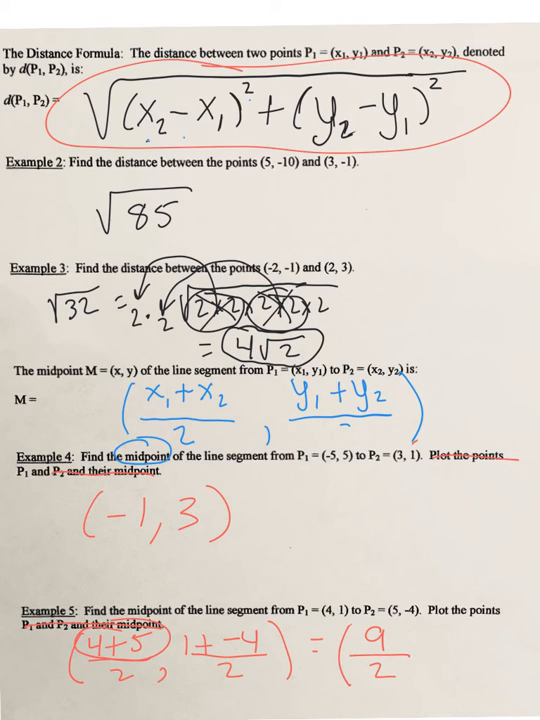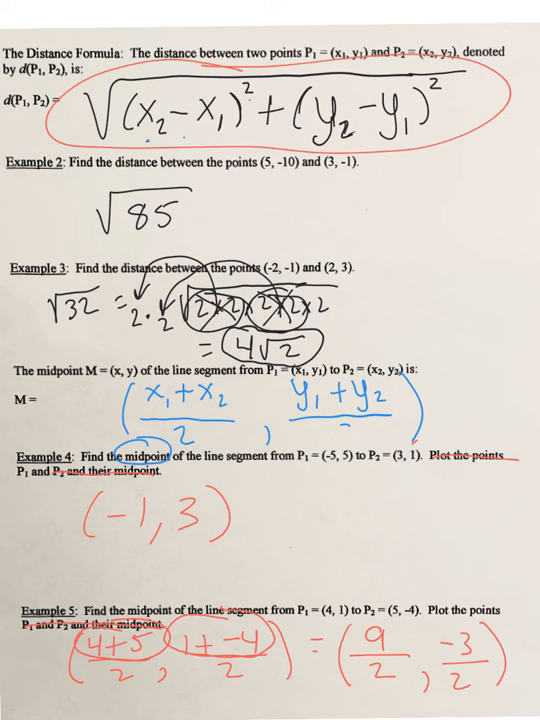Bring over the division of 2, comma. 1 plus a -4 is the same as 1 minus 4, which is -3 over 2. Neither of these numbers are divisible by 2, nor do they reduce at all. So these are improper fractions because the numbers are bigger on the top.